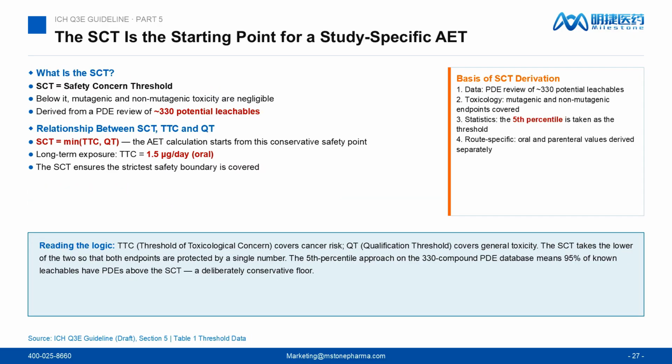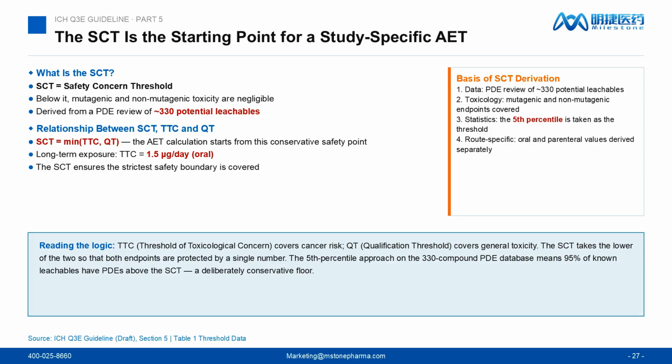The first number in the AET formula is the SCT, the safety concern threshold. Its logic is pure toxicology conservatism. Below the SCT, both mutagenic and non-mutagenic toxicity are considered negligible. It is the line below which even regulators stop worrying.